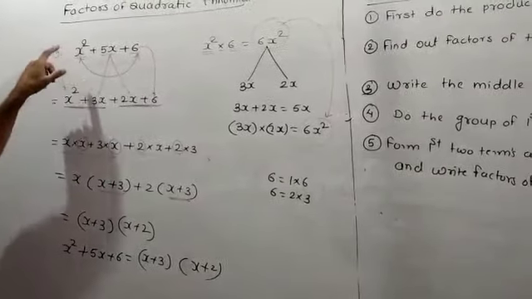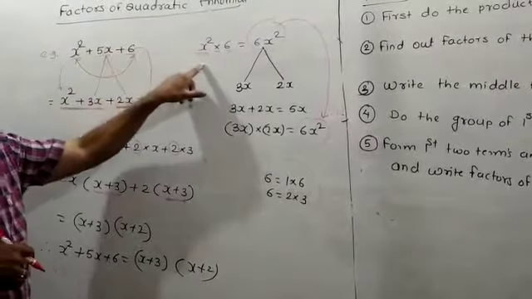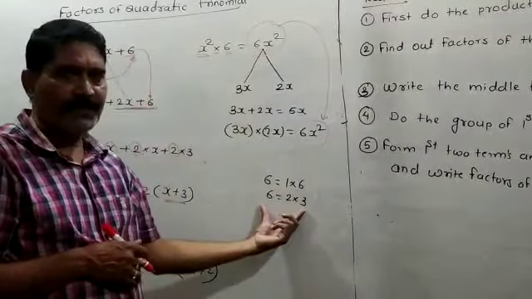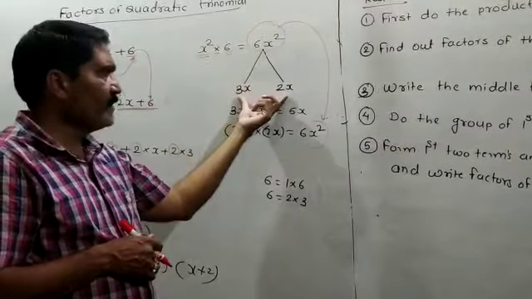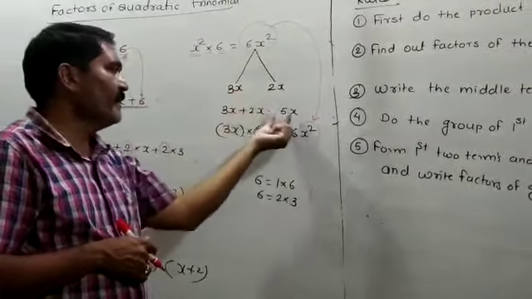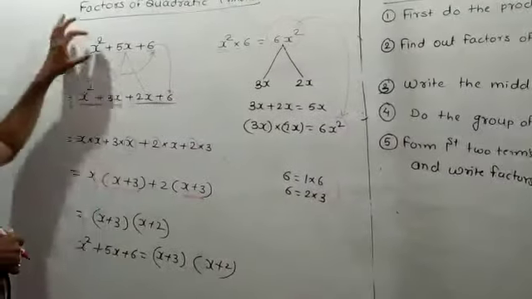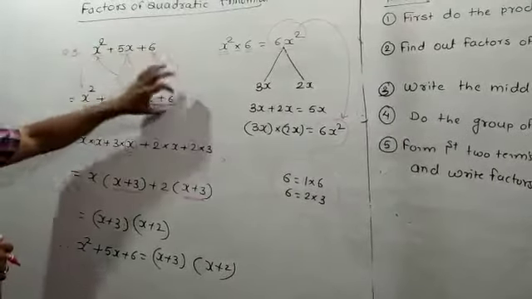First rule is that do the product of the first term and the last term. This is the product 6 x square. Factorize this product such that the sum has to come the middle term and the product has to come the product of the first term and the last term. So you have to write first term as it is, last term as it is.